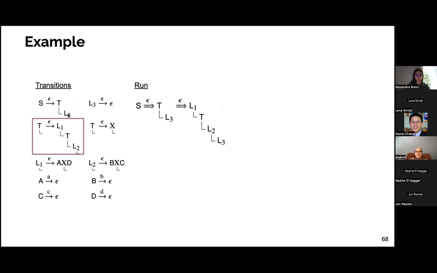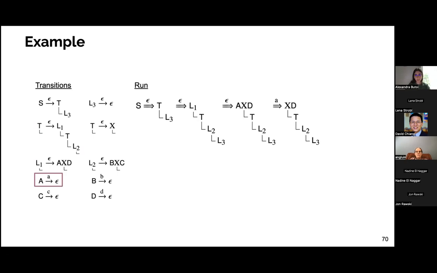And before, T had a subtree attached to it, which was L3. And this subtree gets attached to the subtree of the tree on the right-hand side. So L3 gets attached to L2. And so on. Now, the top variable symbol is L1. So we apply a rule to L1, which gets rewritten as A, X, and D. And the X is actually a constant symbol here.